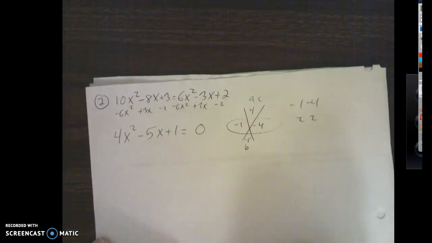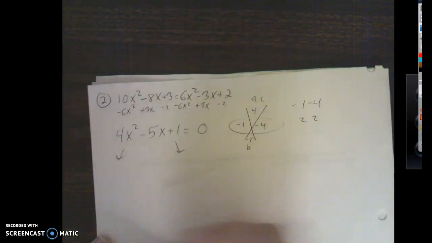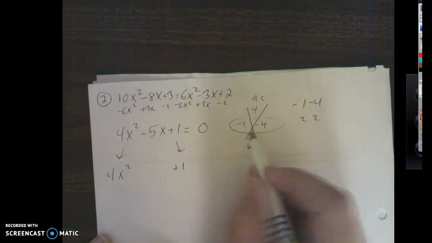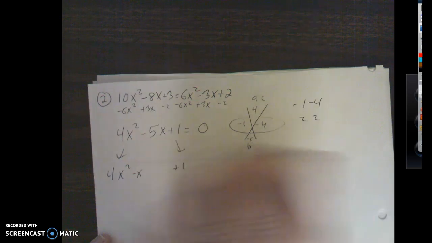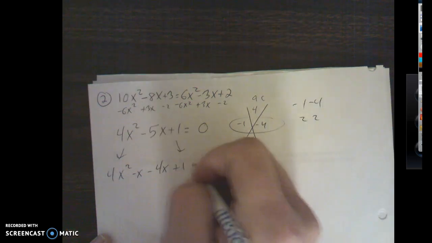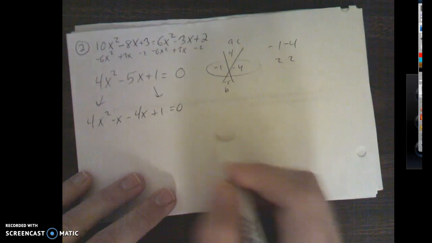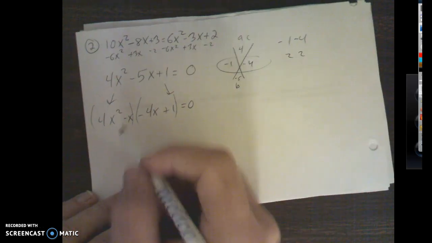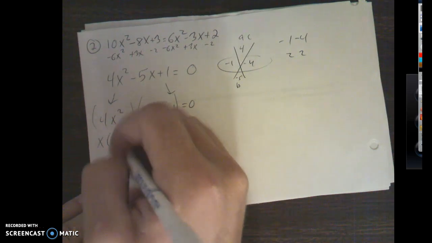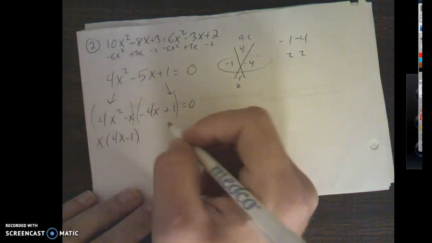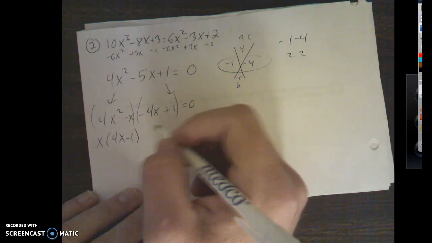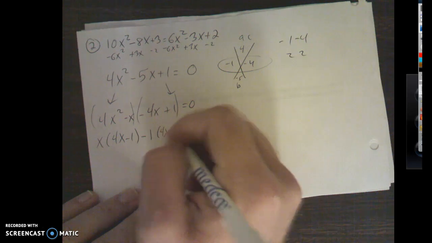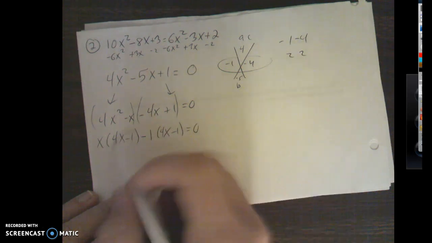Same idea. Factoring is just a process. Bring down my 4x squared, bring down the plus 1. In the middle I can put these values, negative 1x, negative 4x, equals 0. Parentheses around the first 2, parentheses around the second 2. What can I take out of 4x squared minus x? Just an x. What can I take out of negative 4x plus 1? There's no common number, no common x, so it's just going to be a negative 1. 4x minus 1, good.